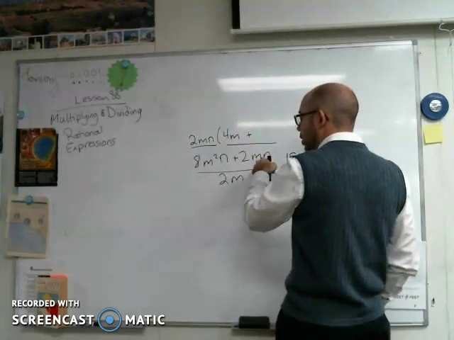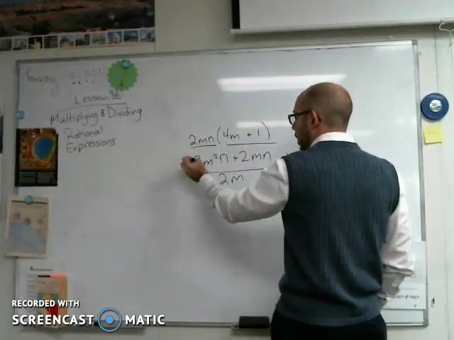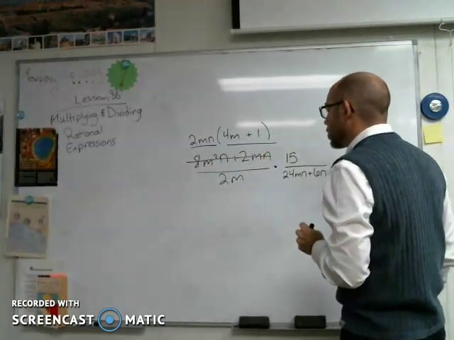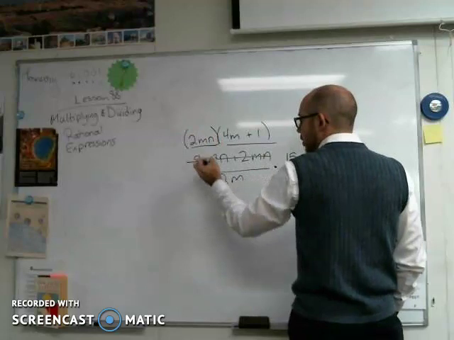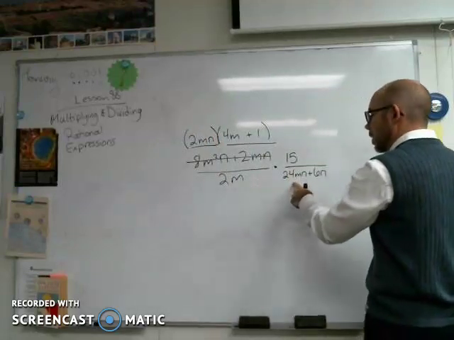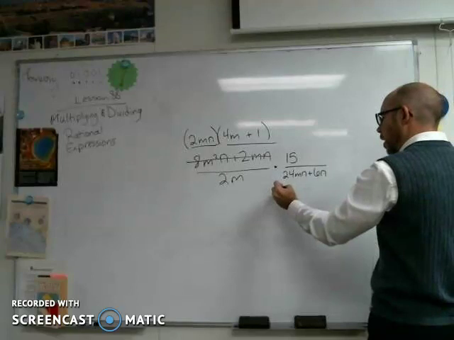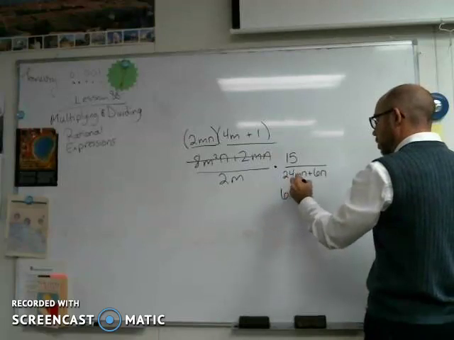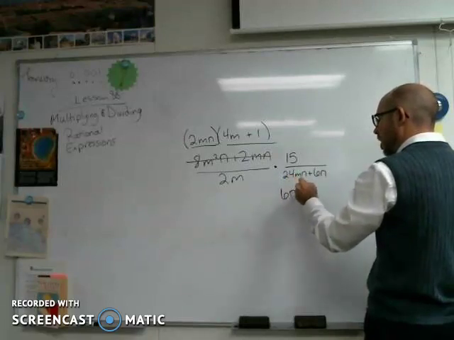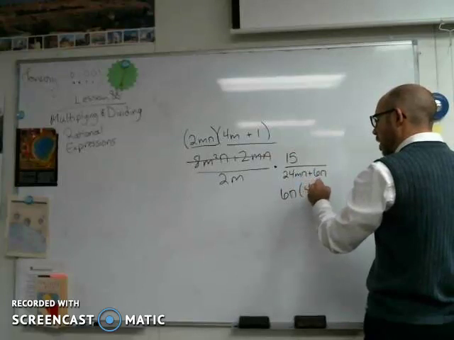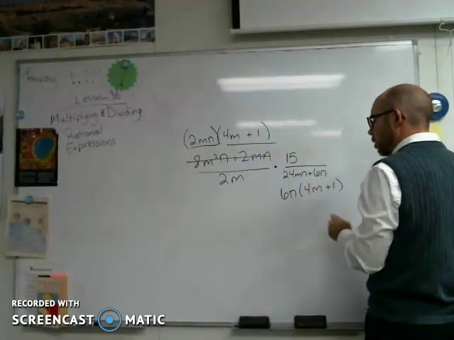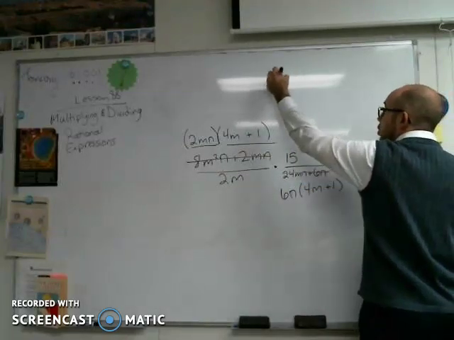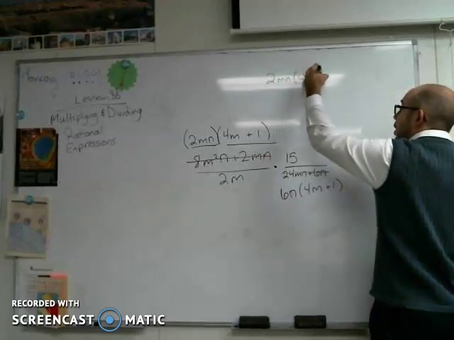And then everything got factored out of there, so that leaves me with 1. That's what that turns into. 2mn with 4m plus 1 left over. Now they're all factors. Over here, can't factor that, but I can factor this. Both of them have a 6 factor in there and an n factor. And after that, I'm left with 4m plus 1.